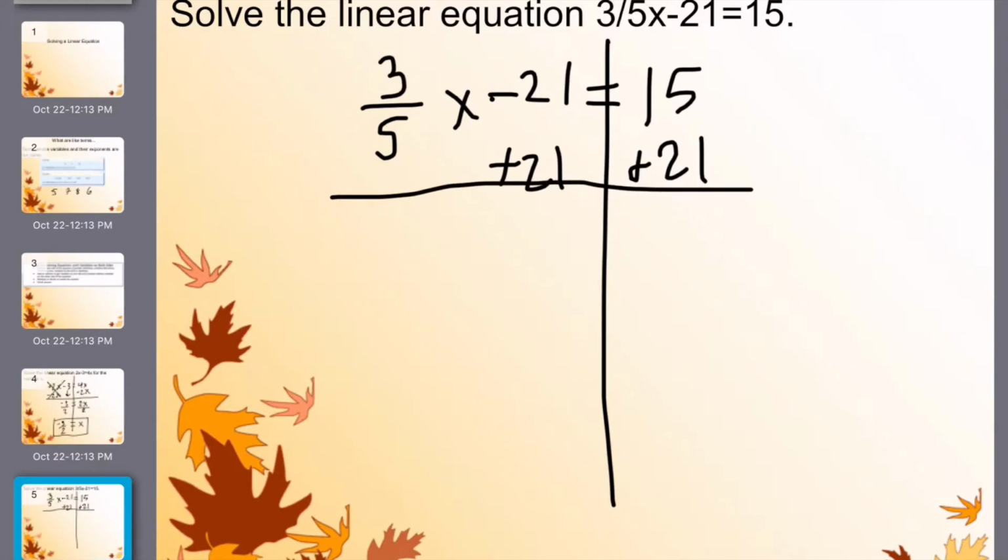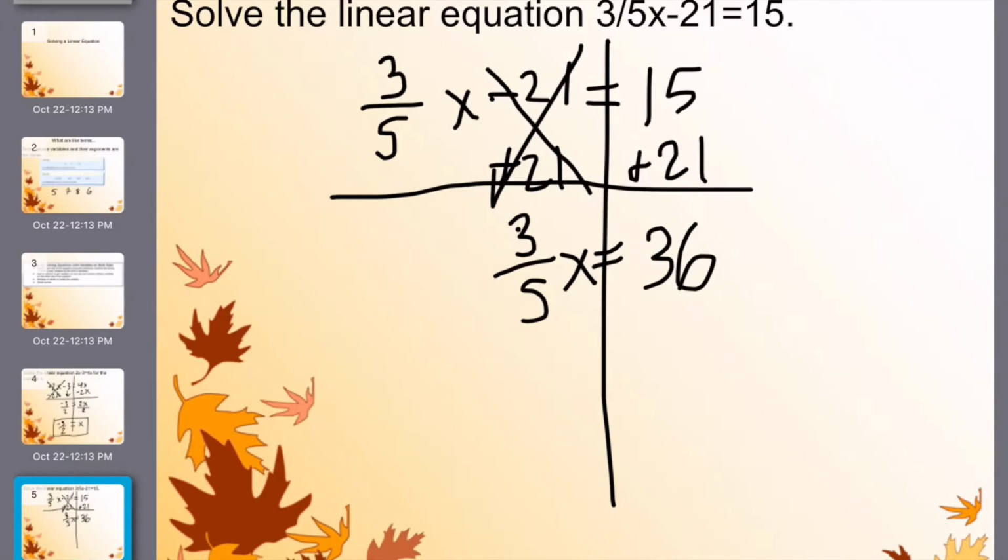So this minus 21 and positive 21 cancel each other out. I'm going to be left with 3/5 x equals 36. And now this is 3/5 times x. So I need to divide by 3/5.